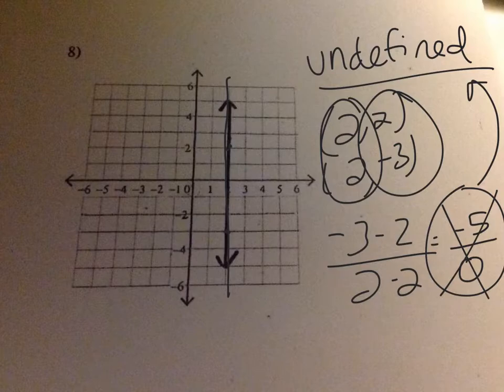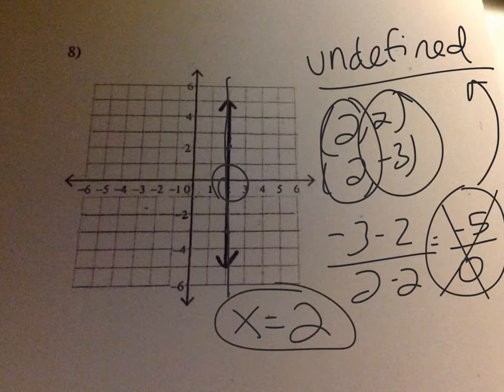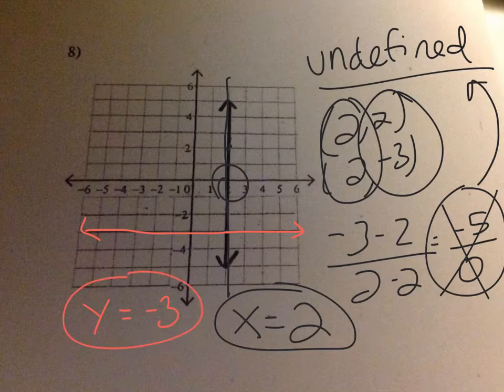So for vertical lines, you're simply going to write the equation x equals the number where it crosses the x-axis, in this case 2. The answer to number 8 is simply x equals 2. Now if we did have a horizontal line, let's say right here at negative 3, our equation would be y equals negative 3. So for a vertical line, we have x equals whatever number it is, and for a horizontal line, we have y equals wherever the line crosses the y-axis.